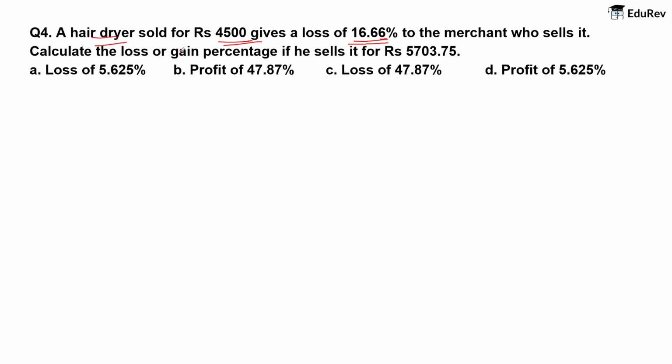So now you are given an article, that is the hair dryer, whose selling price is given. This is not the CP, this is the SP, because this is sold for rupees 4,500 and gives a loss of 16.66% to the merchant who sells it. Now you all know that loss percentage will be CP minus SP upon CP into 100. So this time we are doing CP minus SP because this is loss. This is not profit. So CP is more than SP.